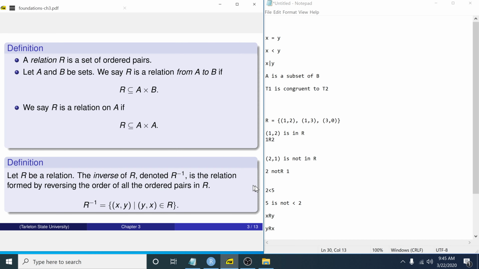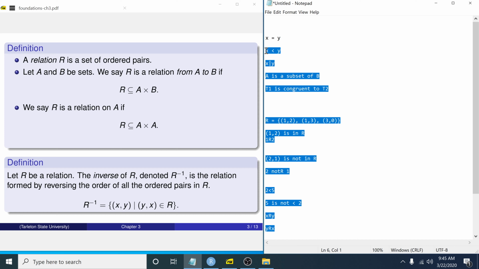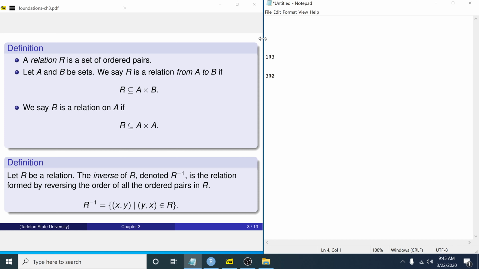Before doing that, though, we need to really shore up this definition and make sure we're really clear on how this works. So according to this definition, a relation R is a set of ordered pairs. Now, underneath this, it says let A and B be sets. We say R is a relation from A to B if R is a subset of A cross B. Now, as a quick reminder, if A and B are sets, then A cross B is the Cartesian product of A and B, and this is the set of all ordered pairs (a, b) such that a is in A and b is in B.